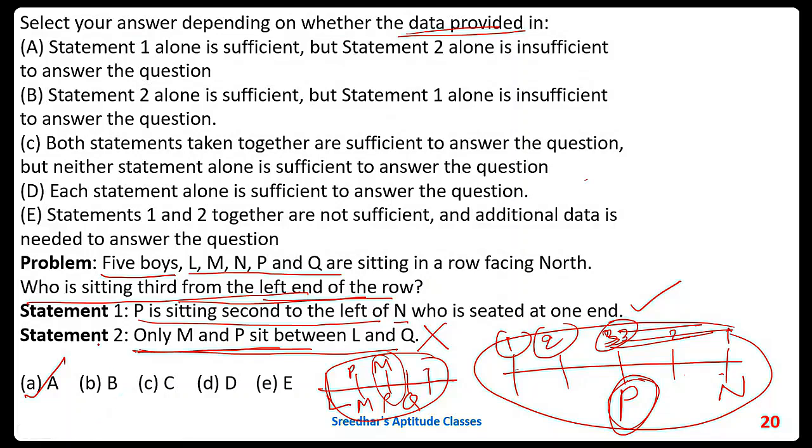Is this clear? So the answer is: statement one alone is sufficient to answer the question. Two alone is not sufficient, and we don't require both one and two together also.